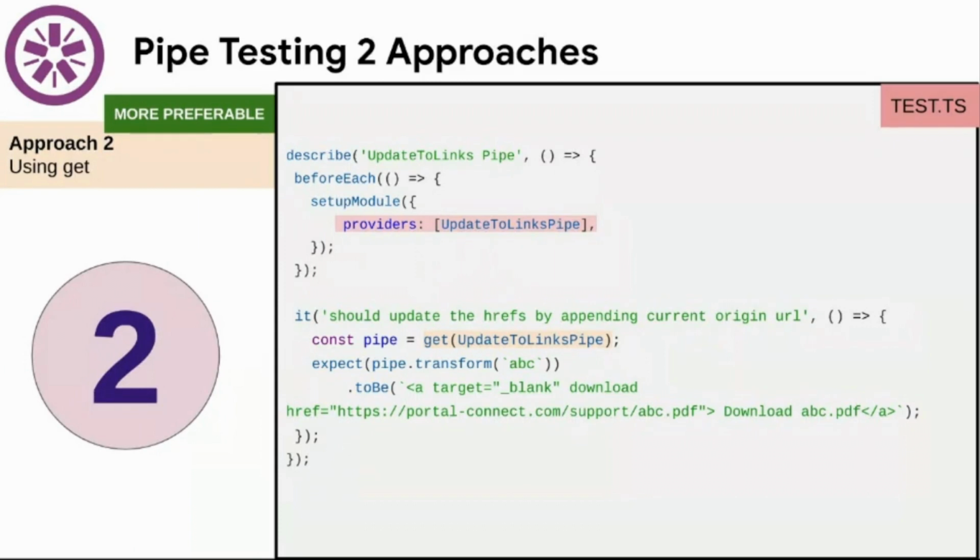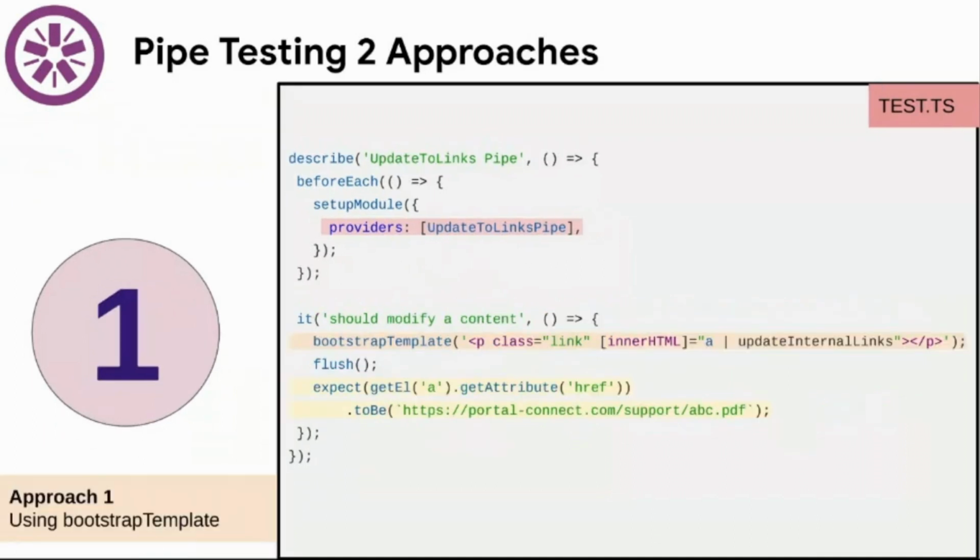And I guess both approaches might be clear to you. This one is the same as the service, where we are testing one function. And the previous one is bootstrapping and checking the implementation of the pipe or directive.